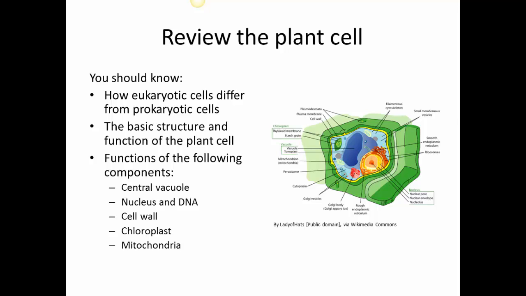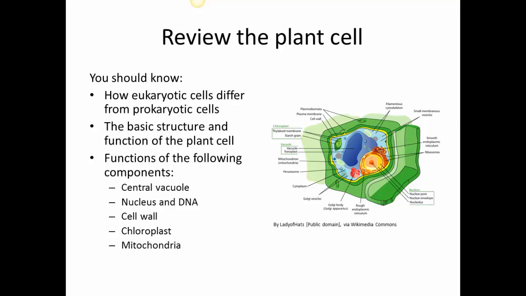Prokaryotic cells are very simple cells, whereas eukaryotic cells have their DNA enclosed in a nucleus and then many membrane-bound organelles. You should be familiar with the basic structure of the eukaryotic cell and the function of some of those membrane-bound organelles, including, in the case of the plants, the central vacuole, the nucleus and the DNA, the cell wall, the chloroplast, and the mitochondria. So I'm highlighting these structures because these are structures that we're going to continue to talk about as we move forward with the semester. So the central vacuole is seen in the diagram in blue.